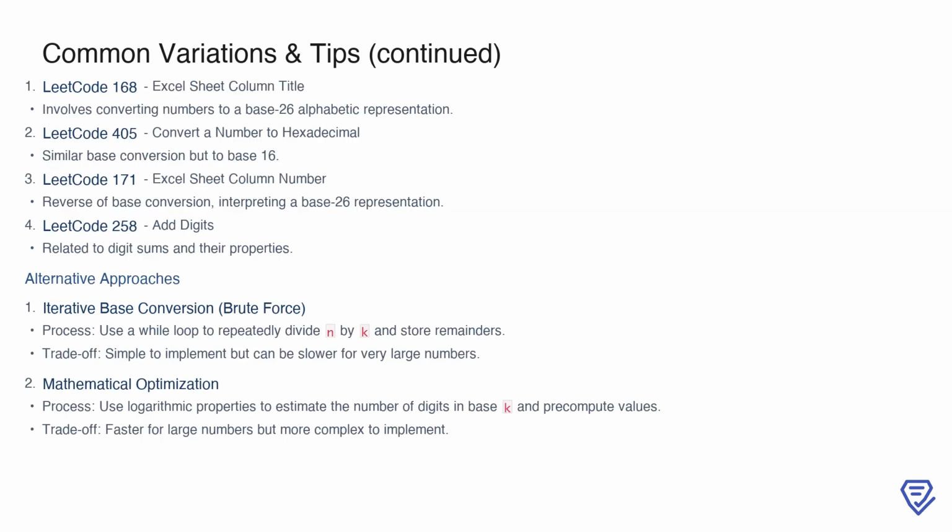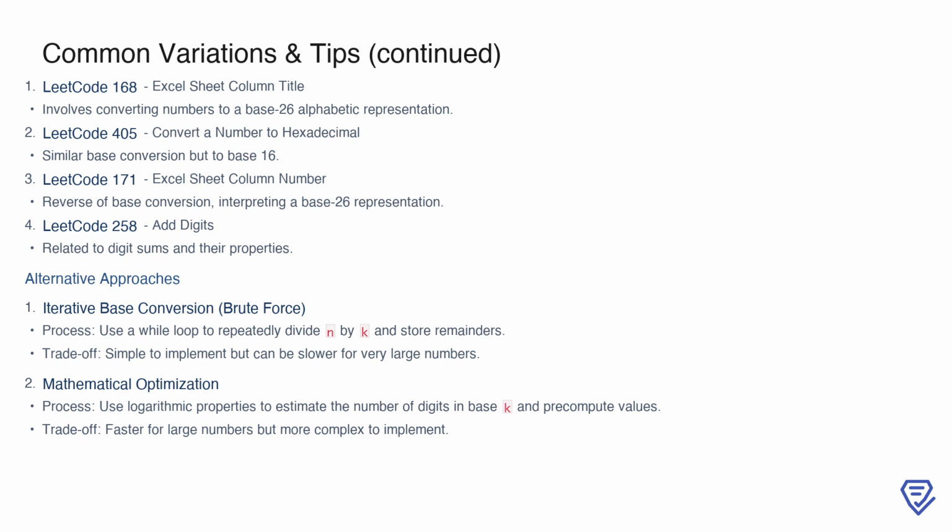There are several related problems that can help solidify your understanding of base conversions and digit sums. For example, LeetCode 168 involves converting numbers to a base 26 alphabetic system, similar to Excel column titles. LeetCode 405 focuses on converting numbers to hexadecimal, which uses base 16. In contrast, LeetCode 171 reverses the process, interpreting a base 26 representation as a number. LeetCode 258 explores digit sums and their properties, offering a conceptual link to this problem.